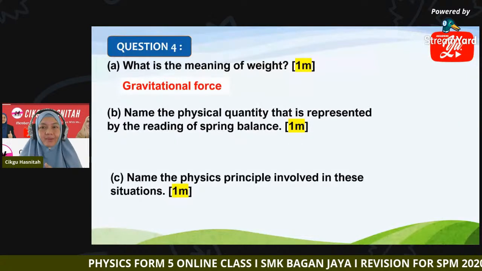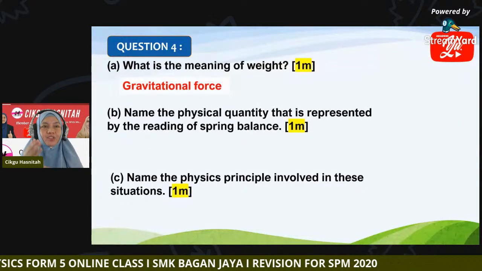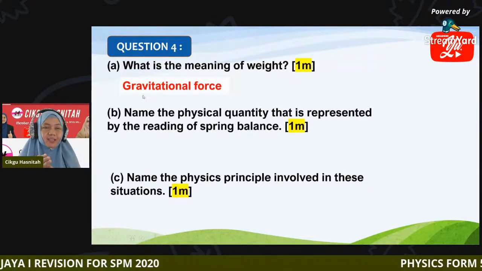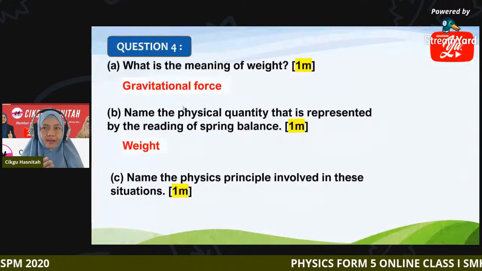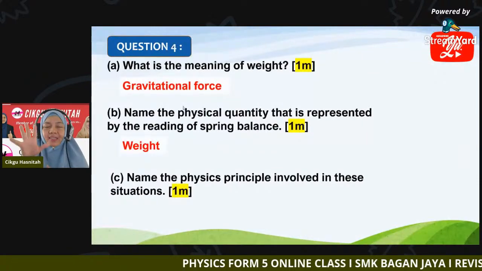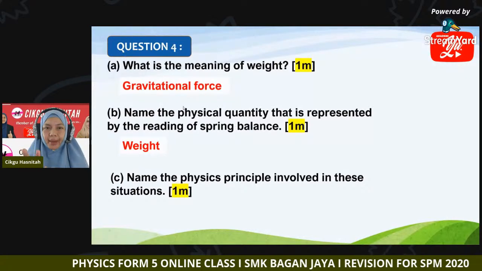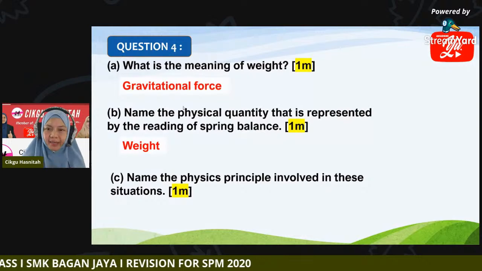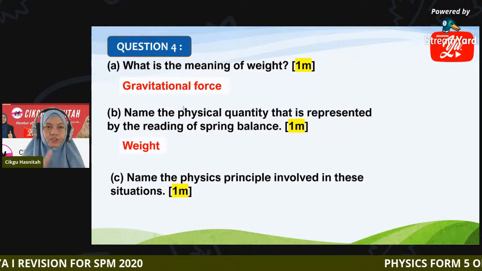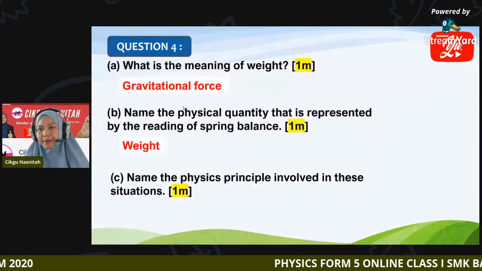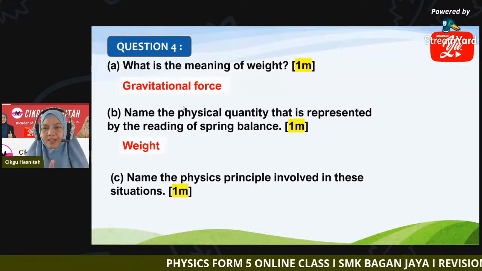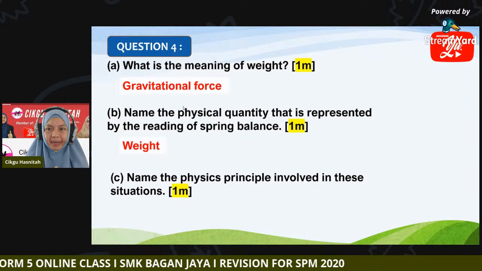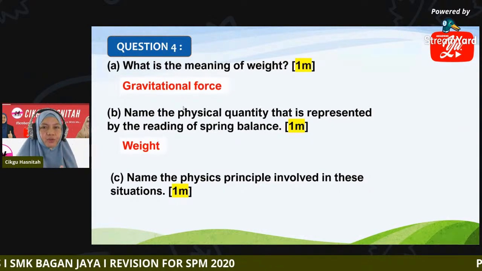Okay, spring balance. Remember, spring balance is used to measure weight. For mass, what is the apparatus we use to measure mass? For mass, we can use mass balance or we can use triple beam balance. Remember, in the laboratory, to measure mass, we use mass balance or triple beam balance. So spring balance is used to measure weight.